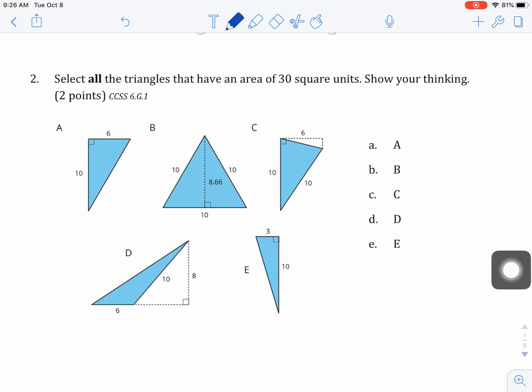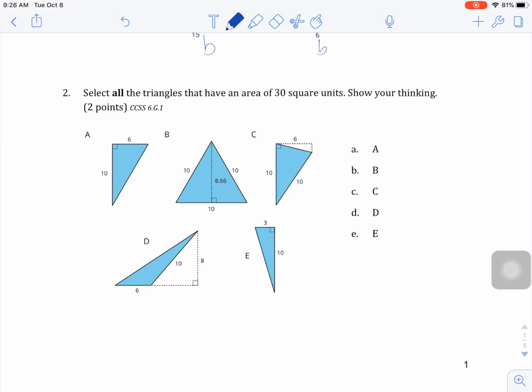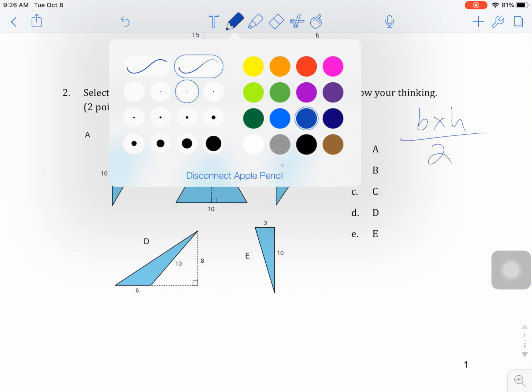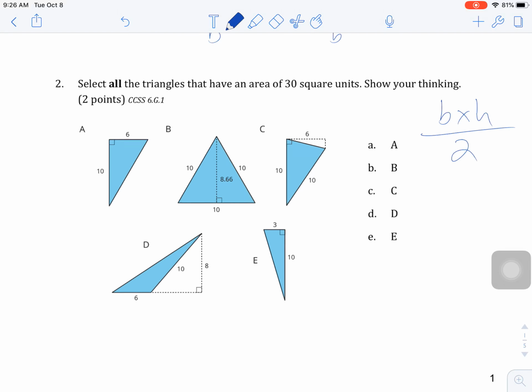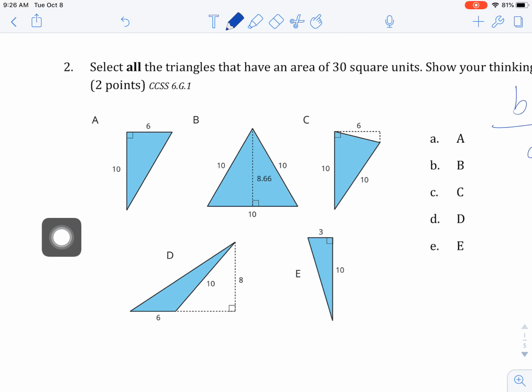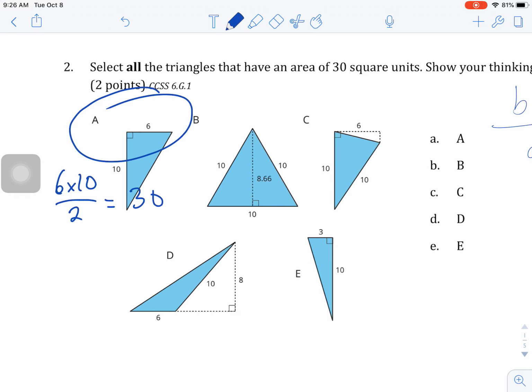Okay, moving on. So number 2, select all triangles that have an area of 30 square units. What you need to remember here is that to find the area of a triangle, it's base times height divided by 2. A lot of people are forgetting that formula and forgot to divide by 2. So when I do this first one, it's going to be 6 times 10 divided by 2, and that's 30. So A is one.